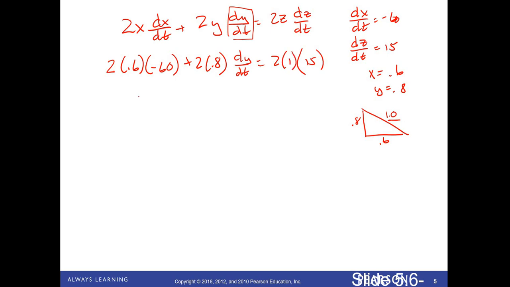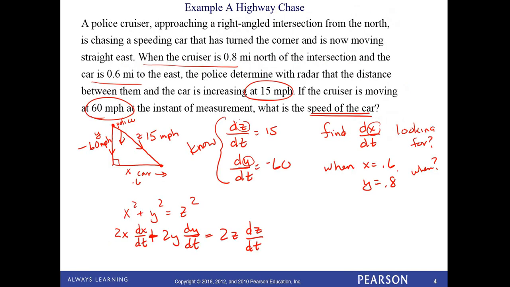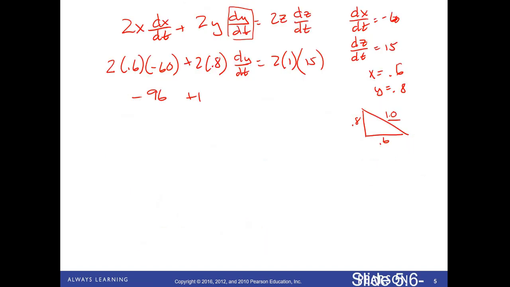Okay, so now it's just a matter of solving. Negative 96. Oh, wait, I think I did this backwards. My x, no, my x was 0.8. I'm really sorry, go back and fix that. My y was 0.6. I knew something looked wrong. So if this is 0.8 and that's 0.6, this was 1.2, dy/dt equals 30.